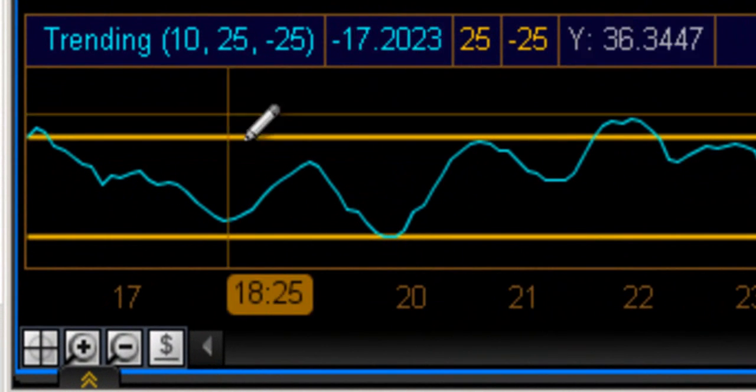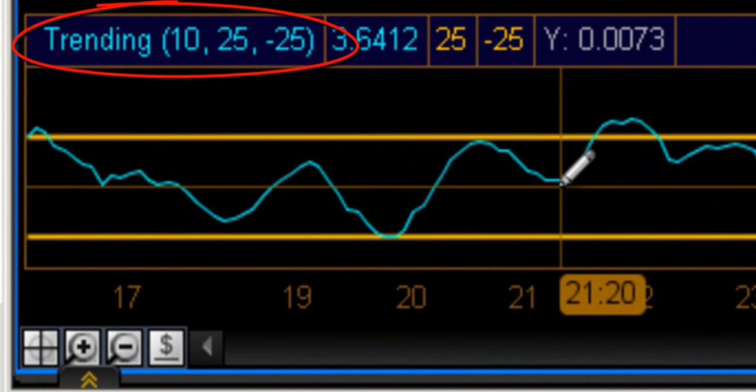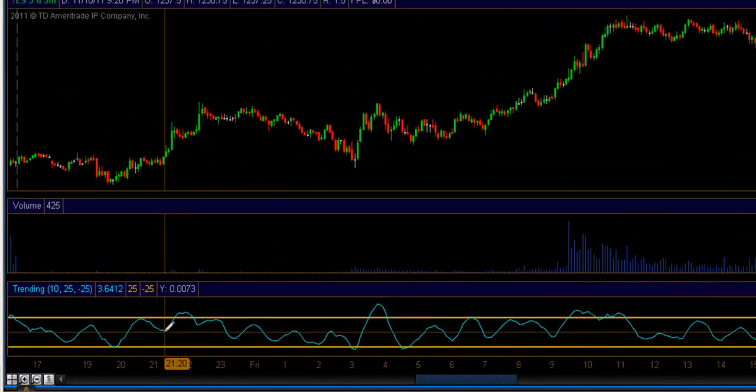You've got to play with these numbers in order to get it to work for you. You've got to experiment. I can't do everything for you. So you've got to experiment, see what works for you, back test it, and then give it a shot.